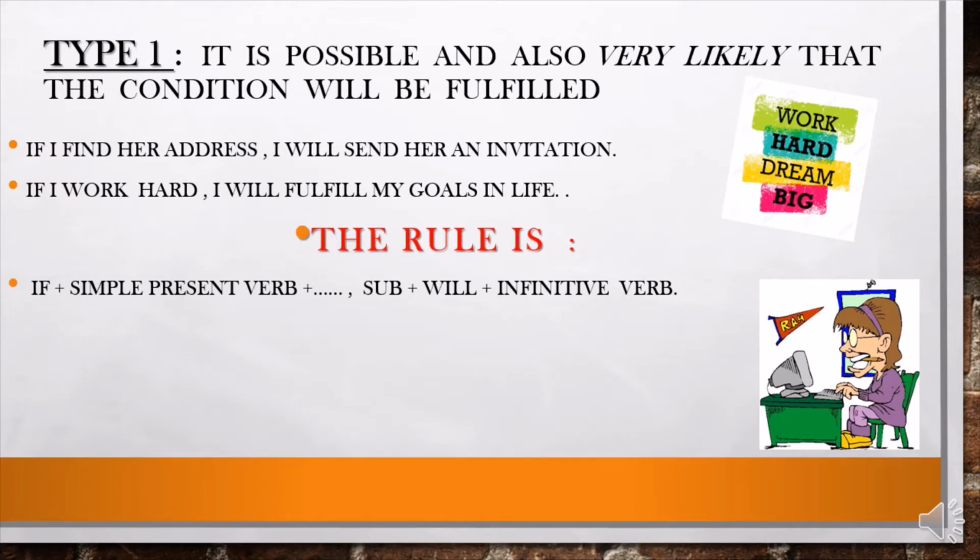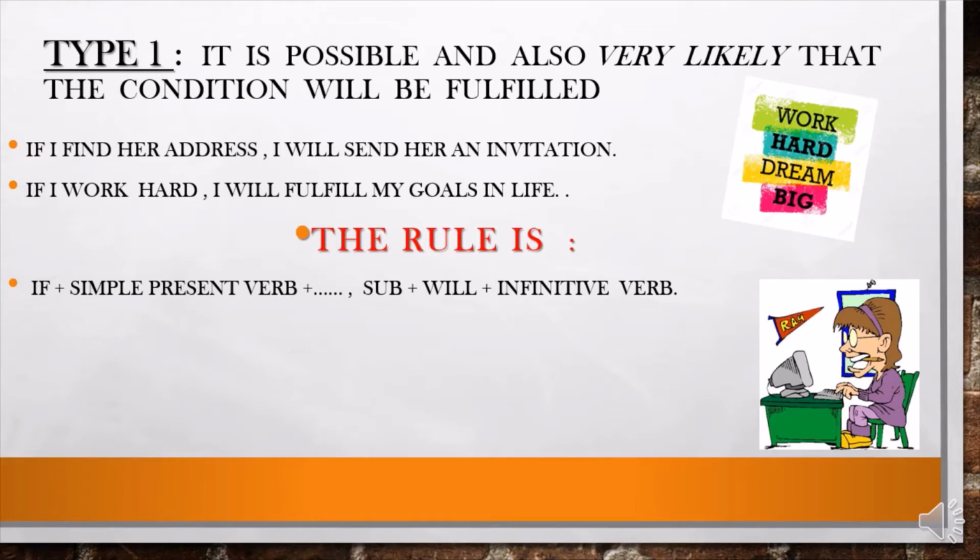In type 1, we use it to express something that might happen, okay, under one condition, if the condition of the action will be fulfilled. Now let me start explaining the examples here. If I find her address, I will send her an invitation. If I work hard, I will fulfill my goals in life. So the first part with if, this is the condition. The second part with will, this is the result of the condition.